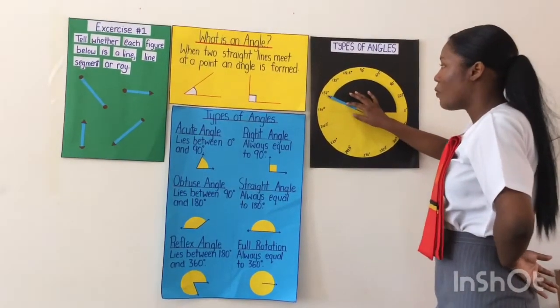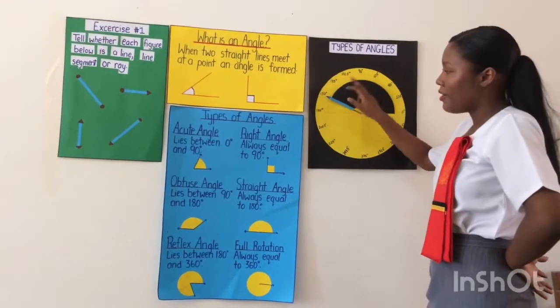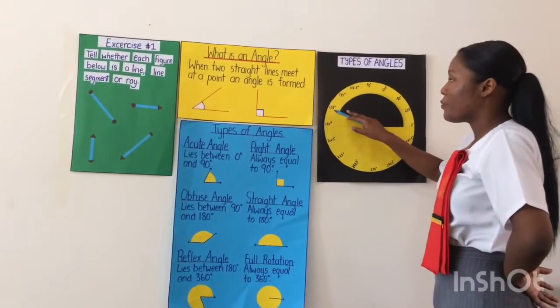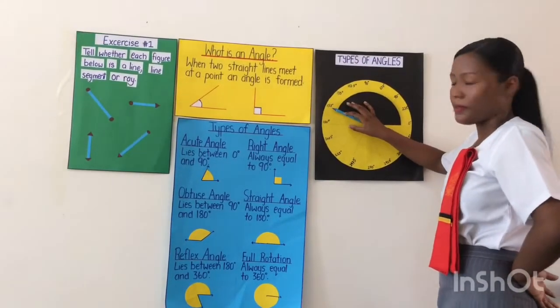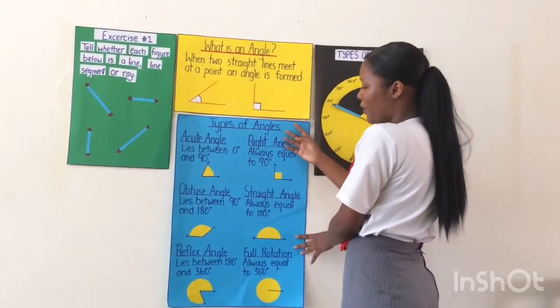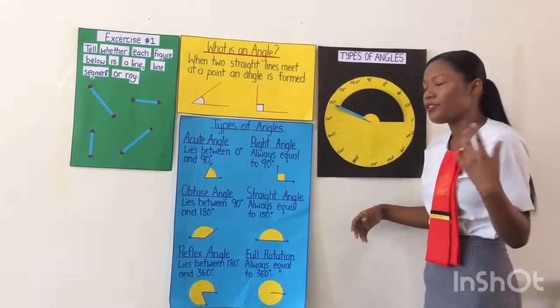obtuse angle, which is more than 90 degrees and less than 180 degrees. And here we have an obtuse angle that is 157 degrees. Very good. We're almost through. So our next angle that we have is our straight angle.